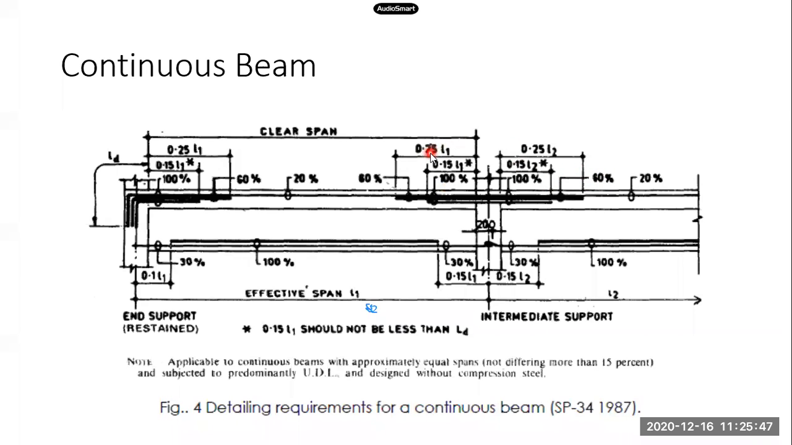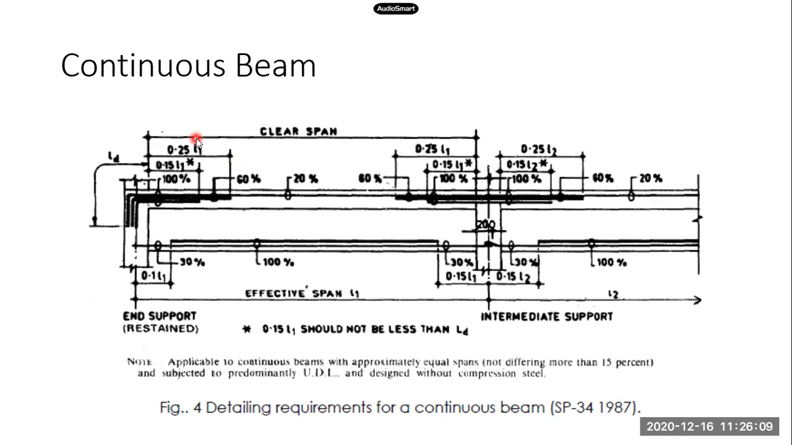After a distance of 0.25 L1, or on this side 0.25 L2, again you can curtail a further 40%, so you can go for curtailment of 80%, after which 20% should be available. Or at least a minimum of 2 bars should be available as hanger bars to support the stirrups. So that is the curtailment detail.